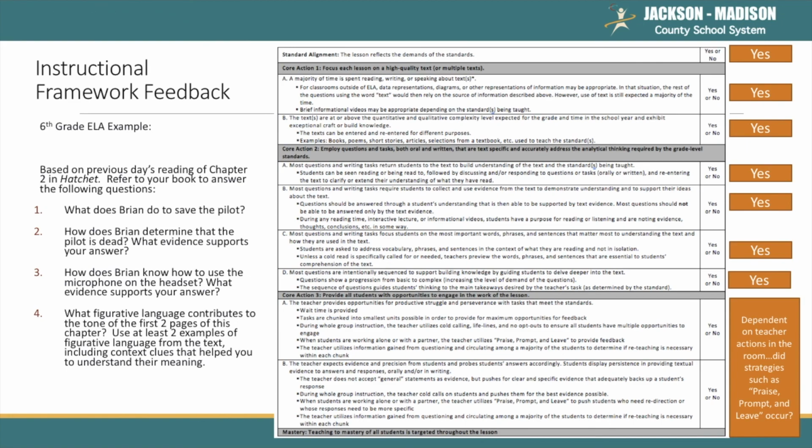It's important to note that as we walk through the IPG indicators, when we get to a question where we circle no, that doesn't necessarily mean that it didn't occur. That simply means that we have a question about what we saw and we want to have further discussion.